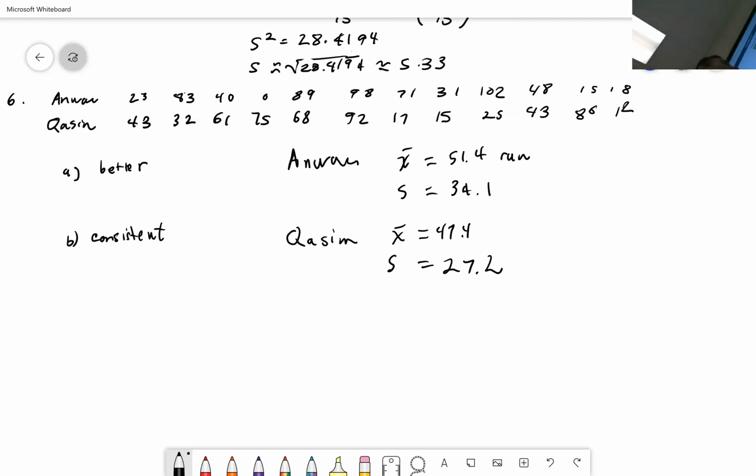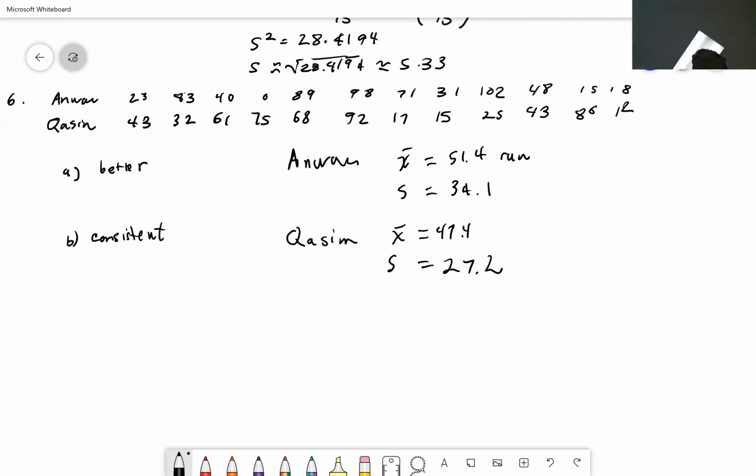So now let's talk about this for a second. So who's the better player? Well, it seems like Anwar scores more runs. Okay. However, Kazim is more consistent. Having a smaller standard deviation means the data is less spread out. So he's a slightly more consistent player. So it depends. Who do you think is better?